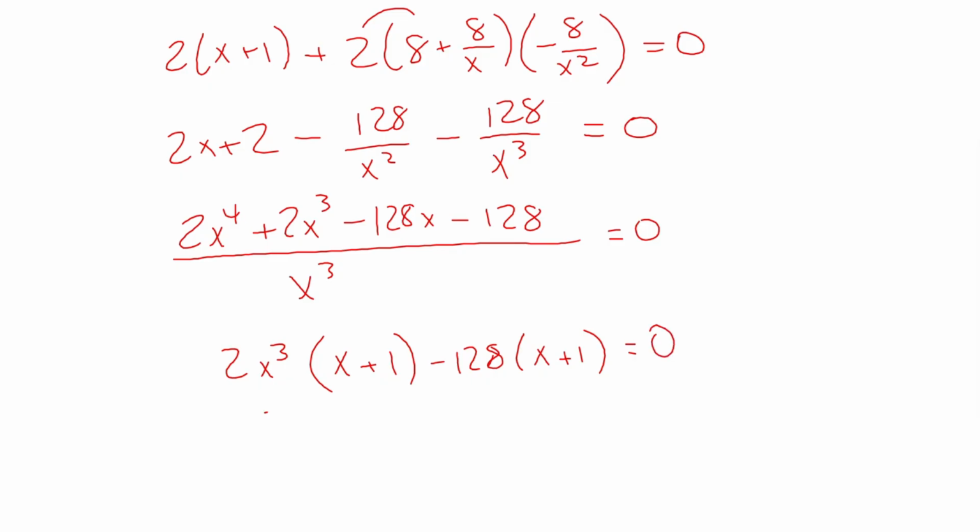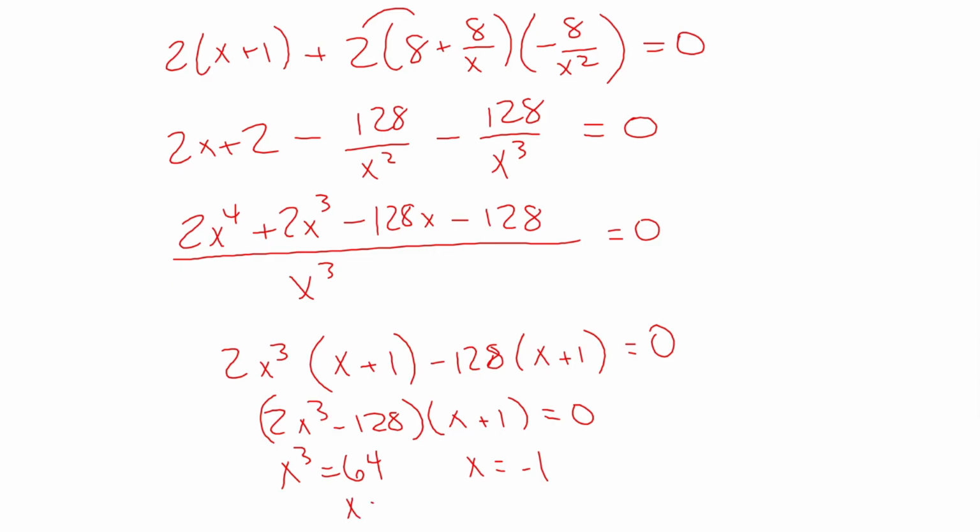So we're looking for when does this equal 0, which would be when 2x cubed minus 128 times x plus 1 is equal to 0, which would be when x is equal to negative 1, or when x cubed is equal to 64, or x is equal to 4. And so obviously negative 1 is not going to make any sense in our problem. We're not going to have a length of negative 1. x equals 4 is the only one that makes any sense.